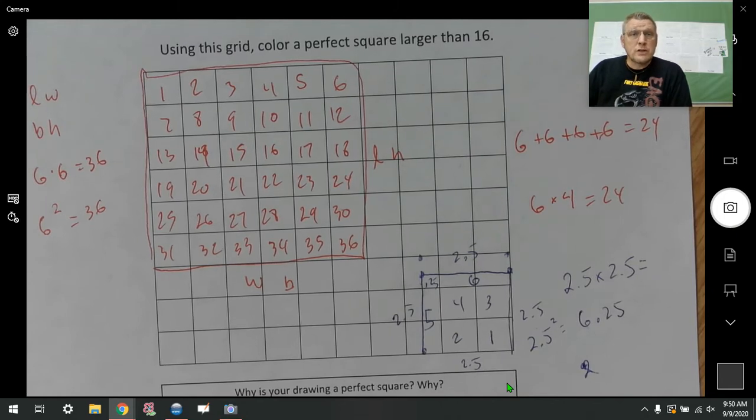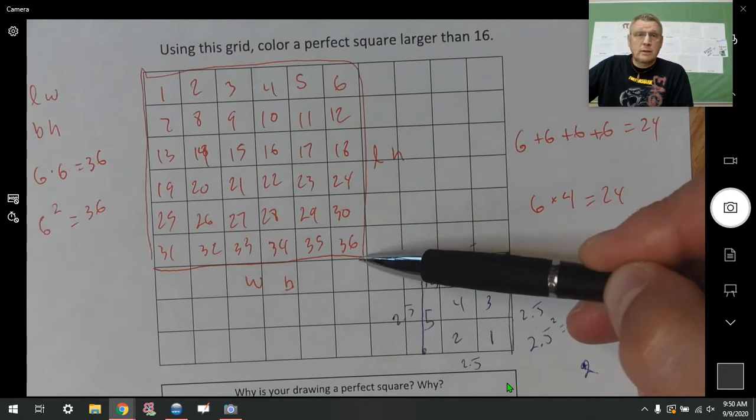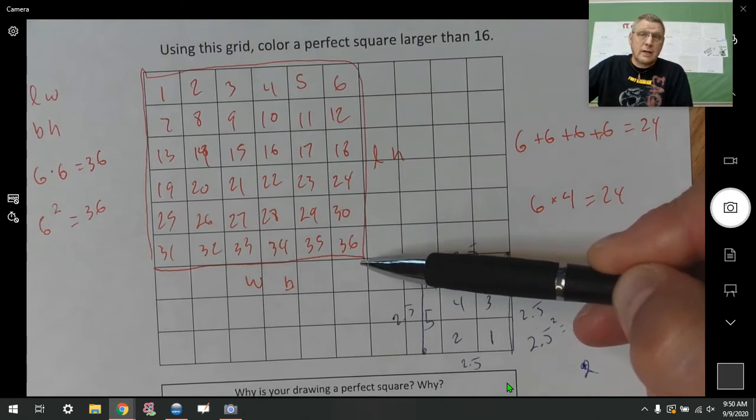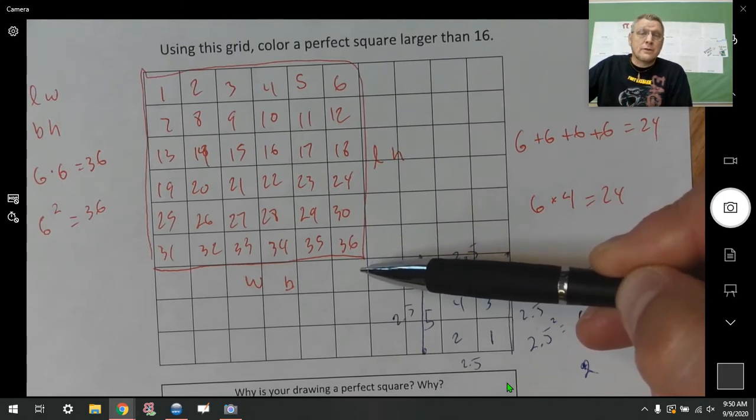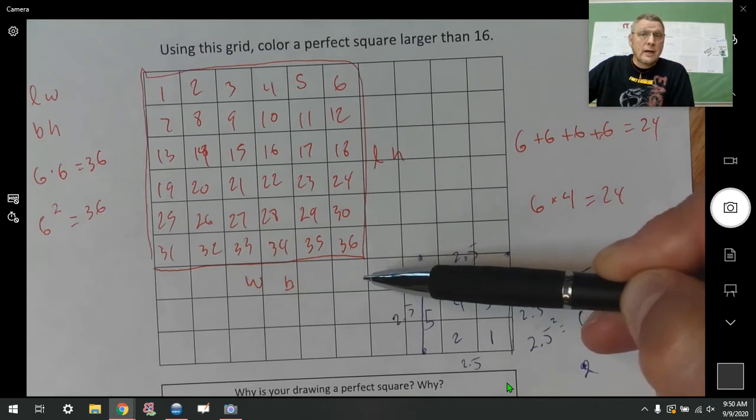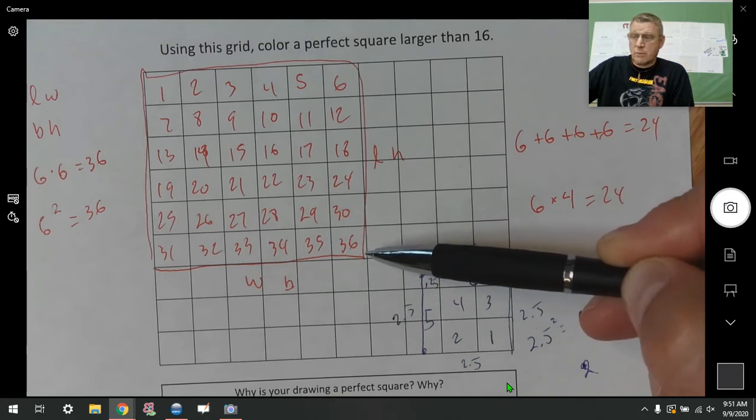When we look at perfect squares, we look at squares that actually have a whole number, an integer. That's just not a whole number. Let's take that again. Not a whole number. It actually is a natural number, 36. So this has 36 squares.